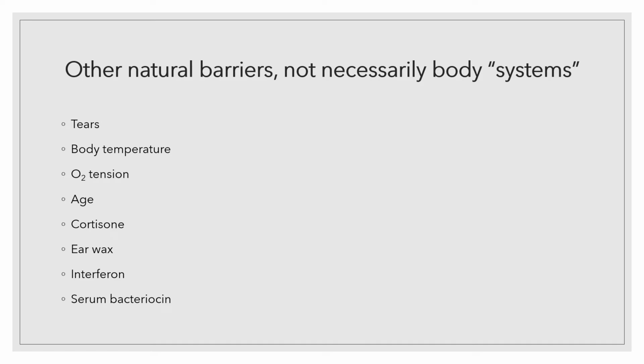We have interferon, which is a protein released by white cells that inhibits viral replication. And then we have serum bacteriocin, which is also known as beta-lysine. This is a compound in serum lethal to bacteria, and it is a protein produced by bacteria that kills other closely related bacteria. It's actually more potent than antibiotics, but less broad spectrum. And these are just a number of other natural barriers that we have to protect ourselves from infection.